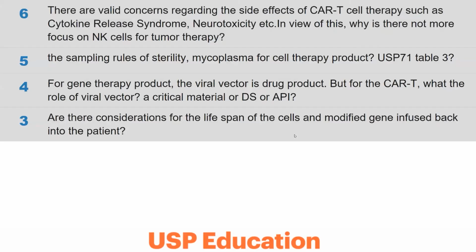So there are valid concerns regarding the side effects of CAR T cell therapy, such as CRS and neurotoxicity. In view of this, why is there not more focus on NK cells for tumor therapy?